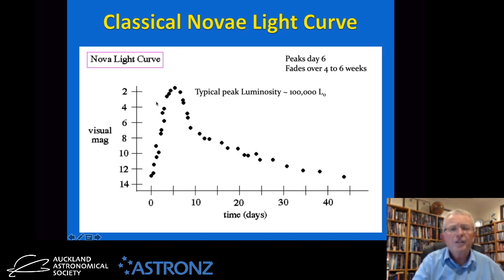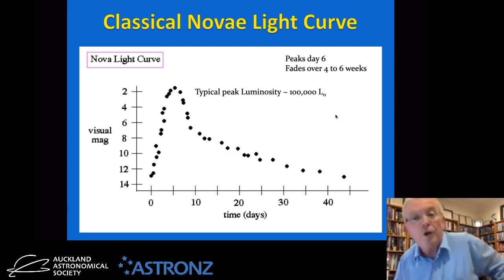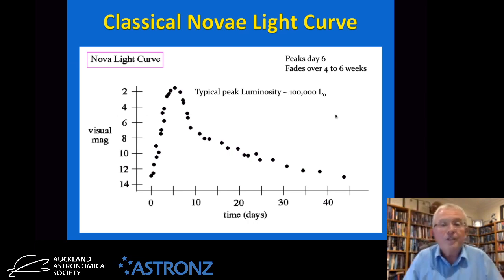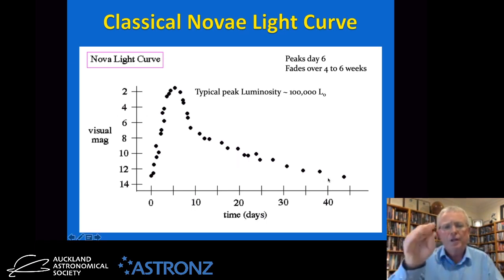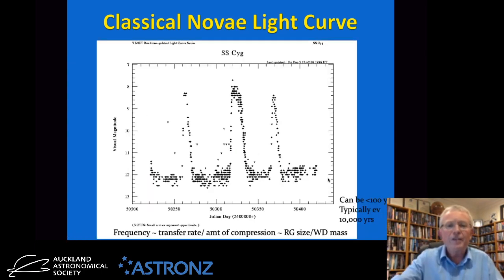So here's brightness. You can see it peaks at about day 6 typically. And the typical luminosity or brightness compared with our sun is 100,000 solar luminosities. In other words, it's typically as bright as about 100,000 times the brightness of our sun. You think, wow, you ain't seen nothing yet. Wait till you get to 1A supernovae. But that's bright in itself. So it peaks at about day 6 and typically fades over about 4 to 6 weeks. So you see this big, massive, bright blast go, then it fades away. And that's called a classical nova, and that will eventually repeat itself.